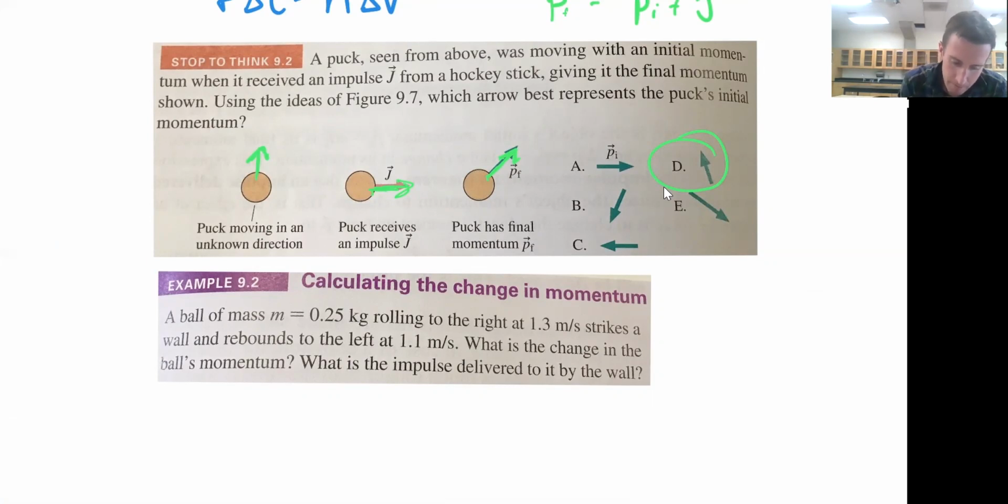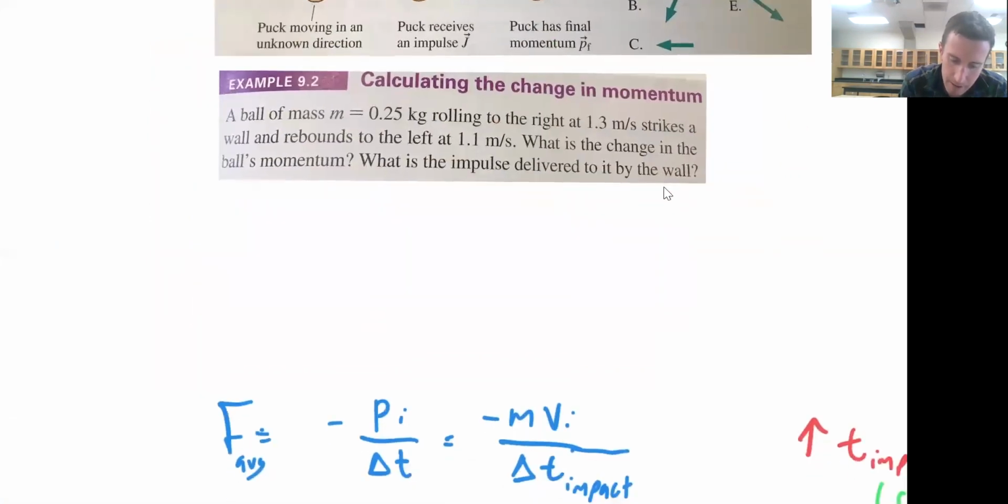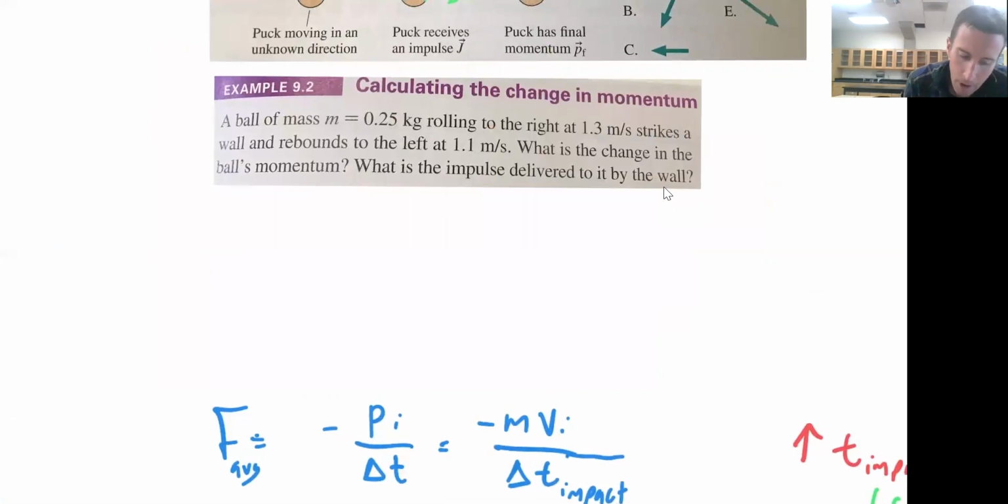Let's do some practice problems. So calculating the change in momentum. A ball of mass 0.25 kilograms rolling to the right at 1.3 meters per second strikes a wall and rebounds to the left at 1.1 meters per second. What's the change in the ball's momentum? What's the impulse delivered by the wall?